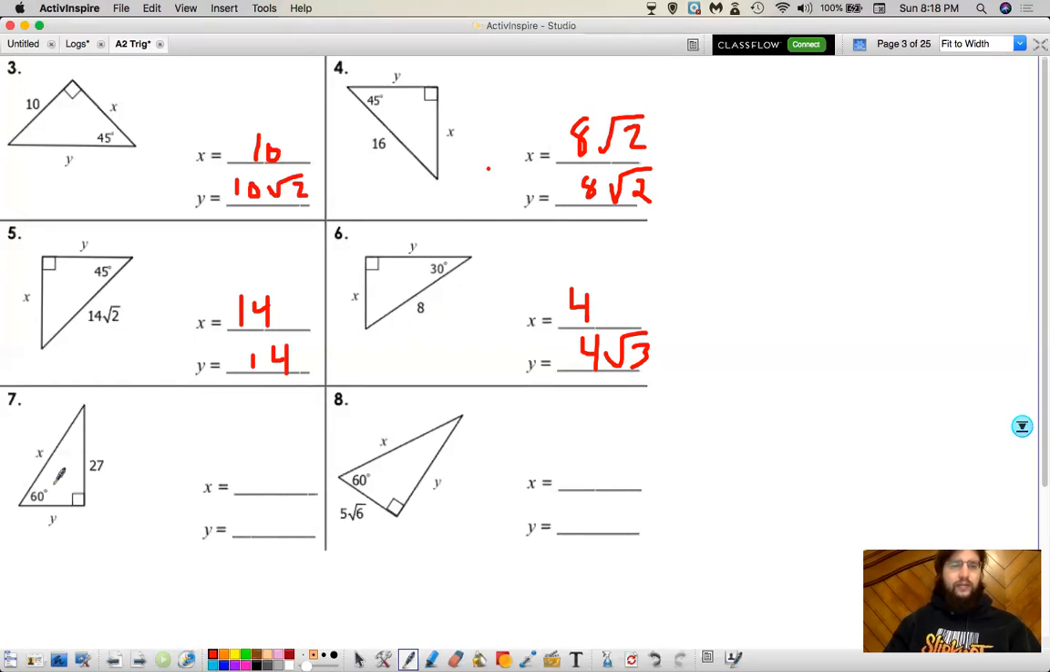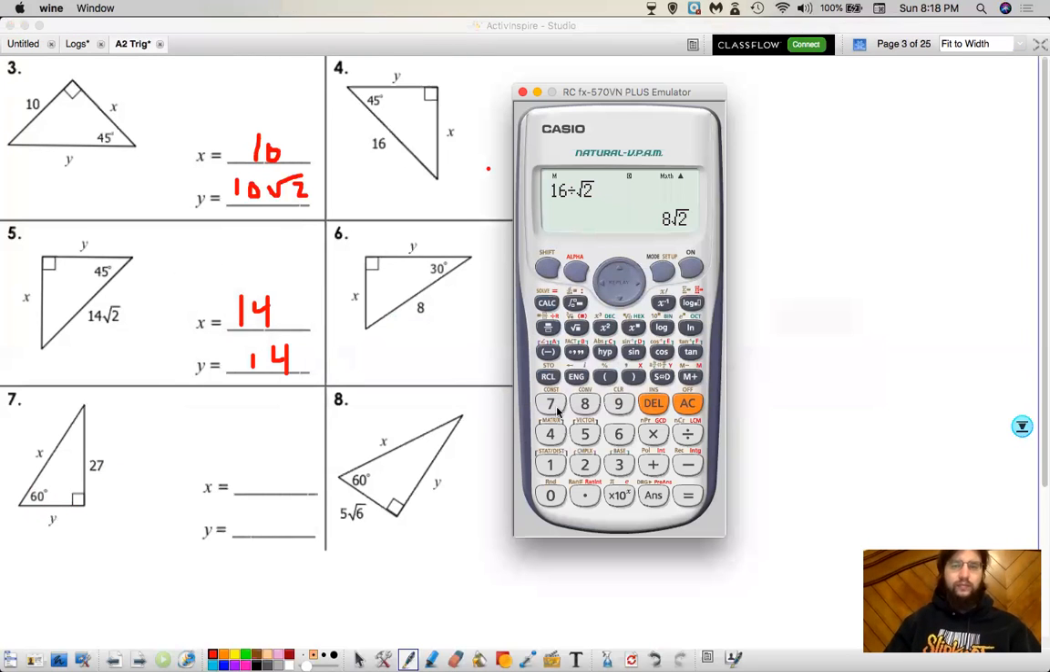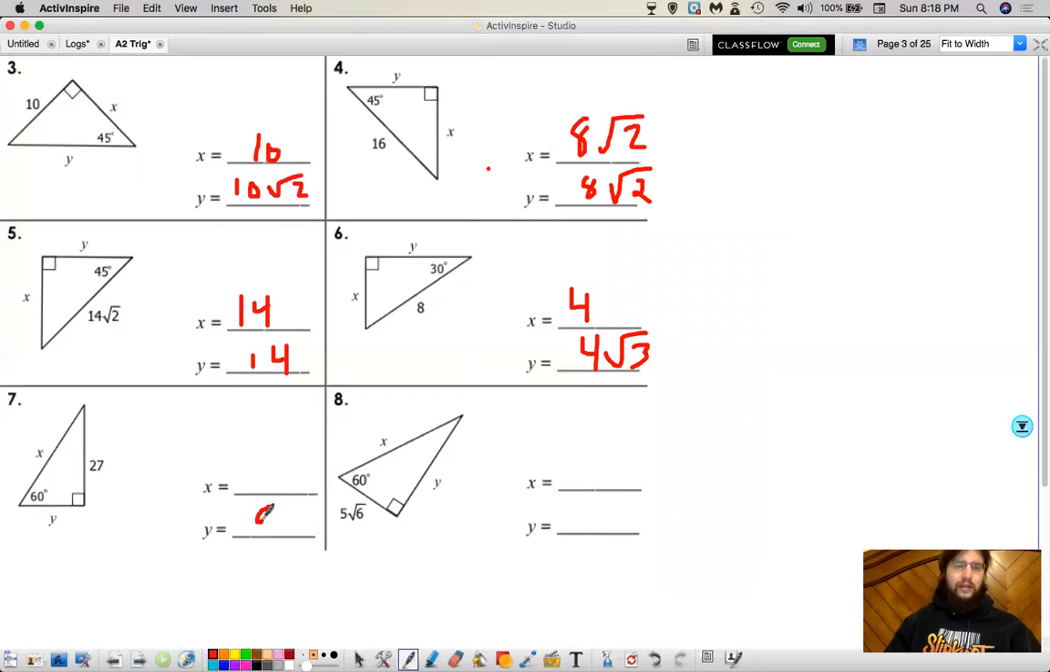Right over here, we're given the long leg. The long leg is whatever x is times the square root of 3. So we need to divide by square root of 3 to find out what our short leg is. 9 square roots of 3. So right there, y is 9 square roots of 3. If we double that, we get x.